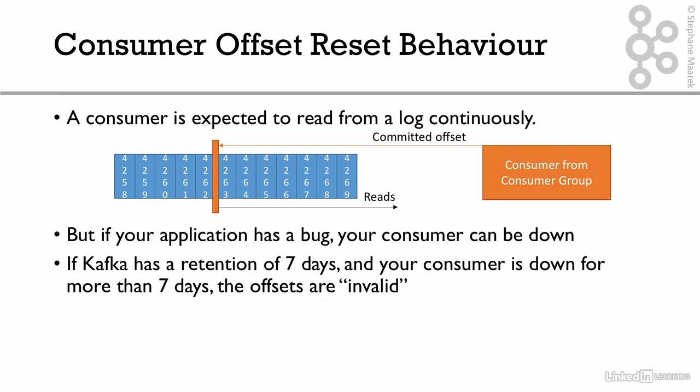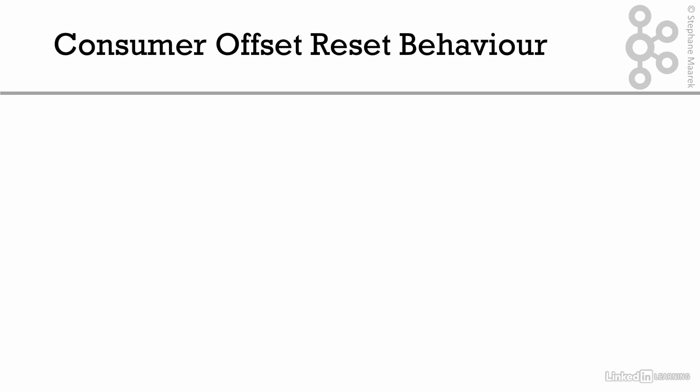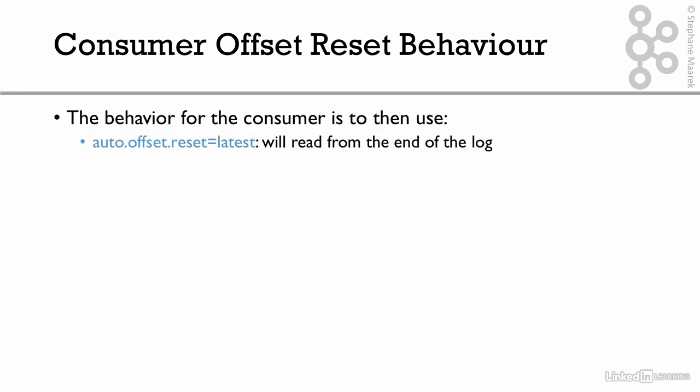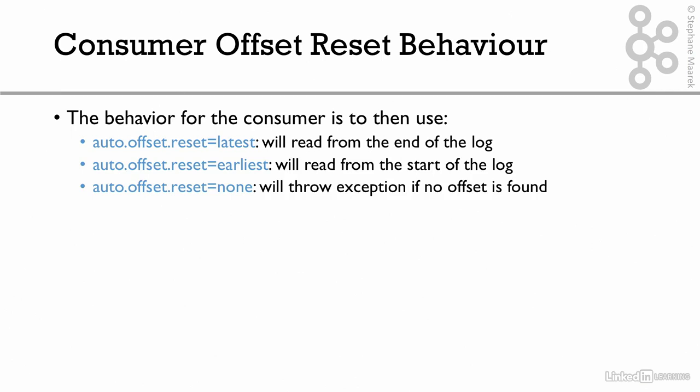If Kafka has a retention of 7 days, so your data is in Kafka for 7 days, but your consumer is down for more than 7 days, then the offsets are invalid and you've actually missed data. So overall, how do we deal with this? Well, the behavior for the consumer is to then use the auto offset reset setting, which is latest, earliest, or none. When it's latest, it will read from the end of the log. When it's earliest, it will read from the start of the log. And when it's none, it will throw an exception because no offset is found, and that will prompt you for manual intervention.